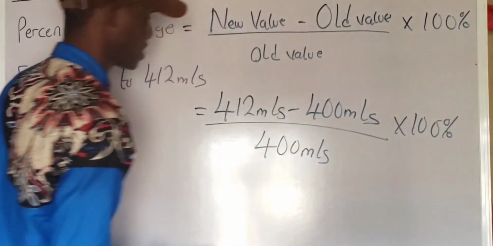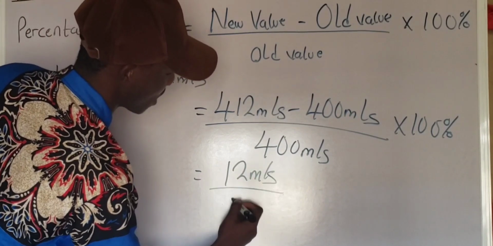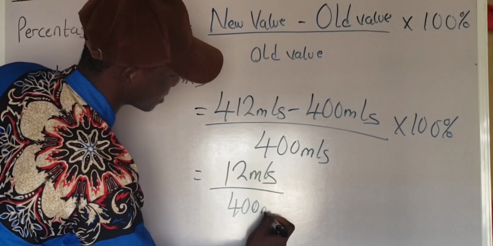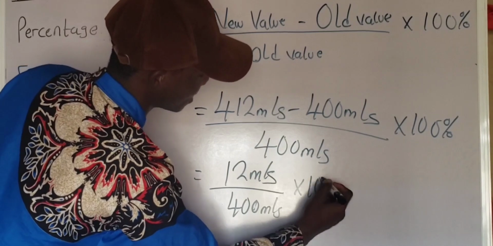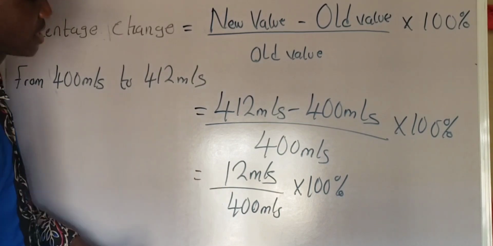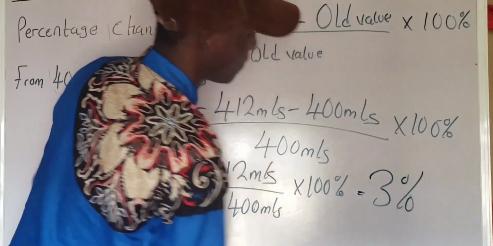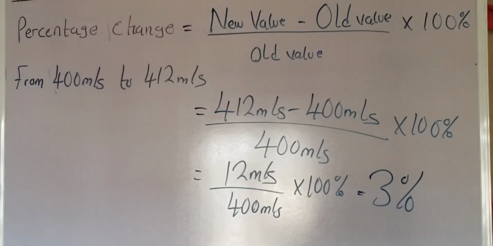Okay, so for this, I'm going to have 12 meters per second all over 400 meters per second multiplied by 100%. Now 12 divided by 400 multiplied by 100, that is 3%. Okay, the final answer here is 3%, because 12 divided by 400 is 3 over 100. You understand?